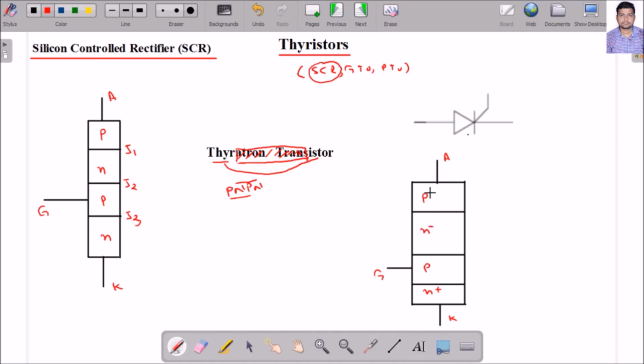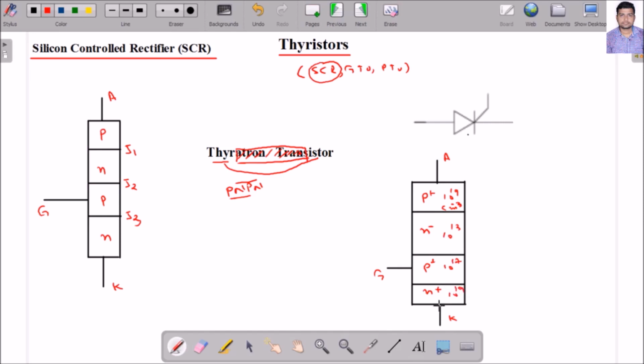Okay, if I see the doping concentration here, it is generally around 10 to the power 19 per cubic centimeter. Okay, so it is per centimeter cube. And here it is lightly doped, around 10 to the power 13. Here it is somewhat less, that is 10 to the power 17, and here it is heavily doped, again 10 to the power 19.